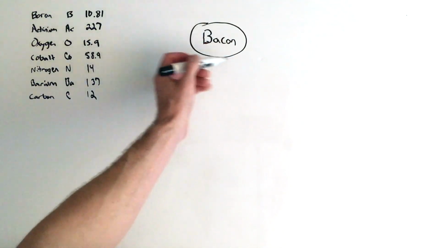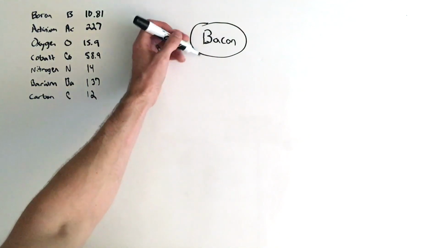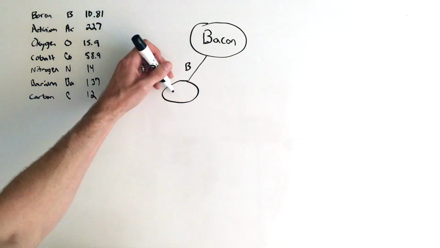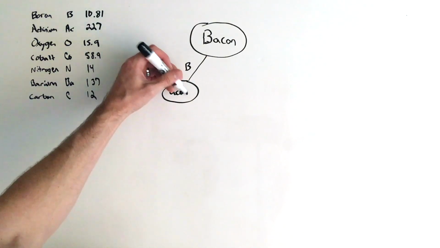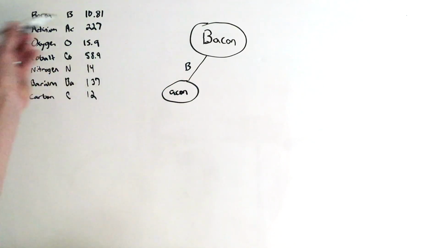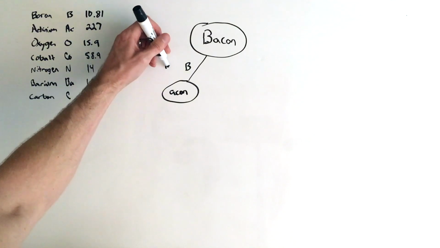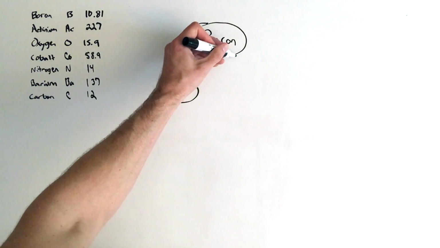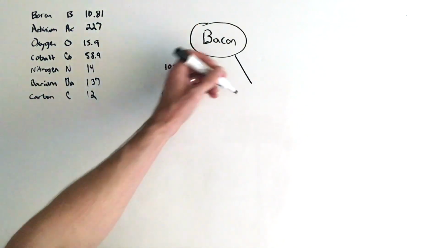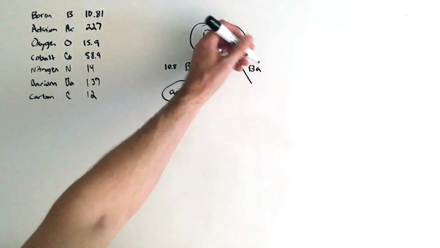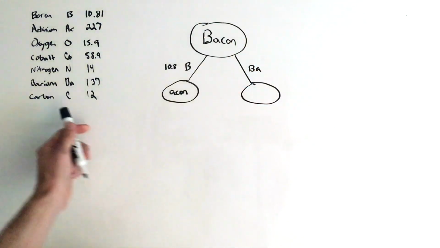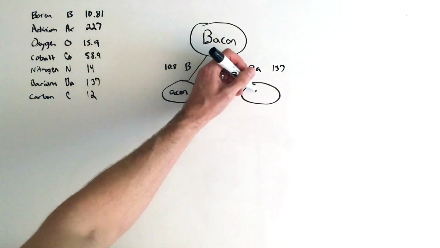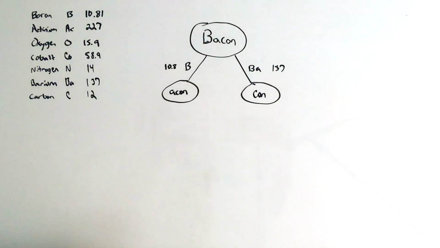So starting off, you have a word, for instance bacon, and we have 2 options. We can pick off the first letter, B, which leaves us with acon, and of course keep track of whatever number that was. So I'll say that's atomic weight of 10.8. And then the other option is we can take off barium, which is Ba. The atomic weight of barium is 137. And left over, we just have CON over here.